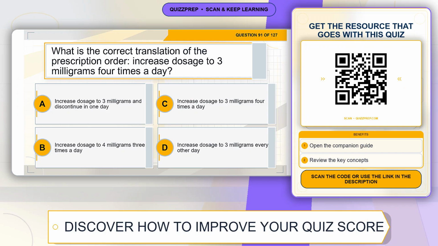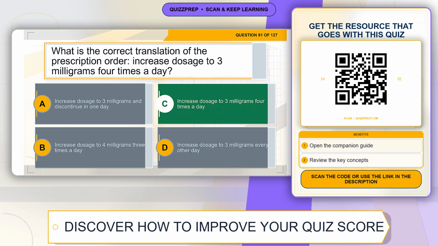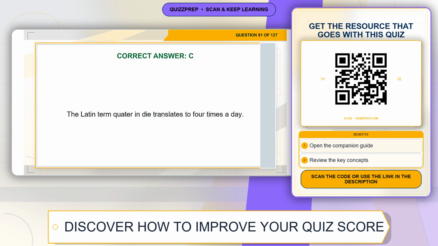Question 91. What is the correct translation of the prescription order? Increase dosage to 3 mg 4 times a day. Option A, increase dosage to 3 mg and discontinue in 1 day. Option B, increase dosage to 4 mg 3 times a day. Option C, increase dosage to 3 mg 4 times a day. Option D, increase dosage to 3 mg every other day. The correct answer is option C, increase dosage to 3 mg 4 times a day. Explanation. The Latin term quater in die translates to 4 times a day.